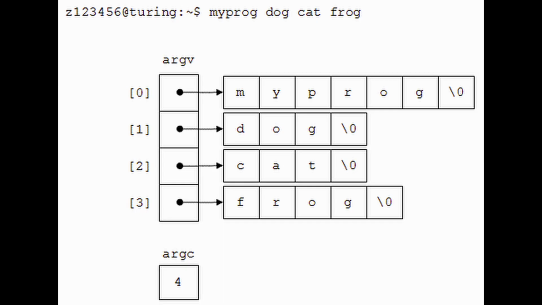Argc is the count of command line arguments including the program's name. That's why it's declared as an integer. Argv is an array of character pointers corresponding to the first character of each command line argument.